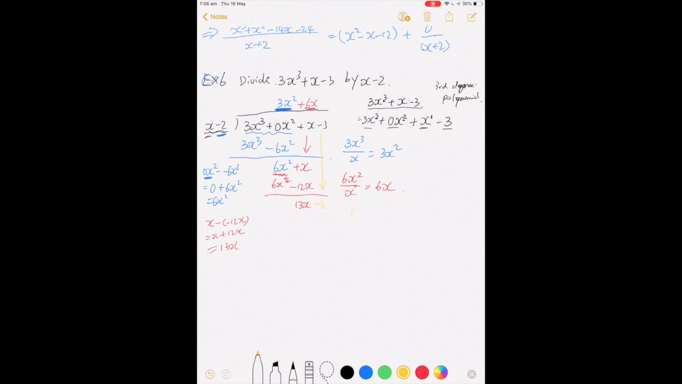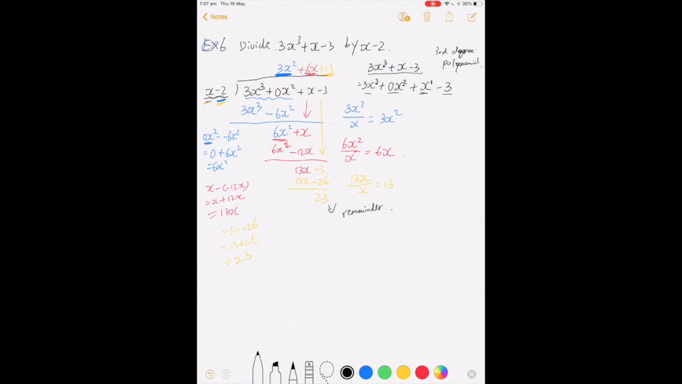Then we bring down negative 3. The highest term 13x divided by x gives positive 13. So 13 times x gives 13x, and negative 2 times 13 gives negative 26. The 13x minus 13x cancels out, and negative 3 minus negative 26 gives negative 3 plus 26, which is 23. So I have 23 as my remainder.